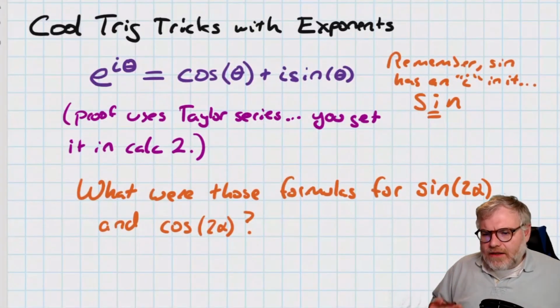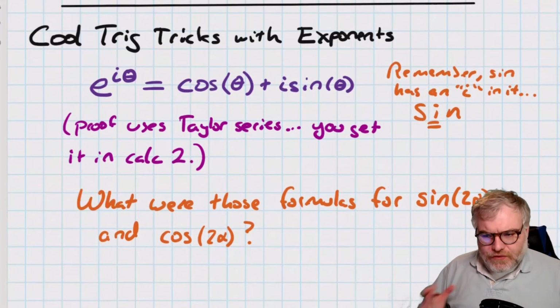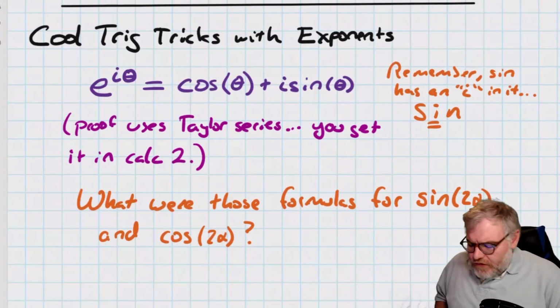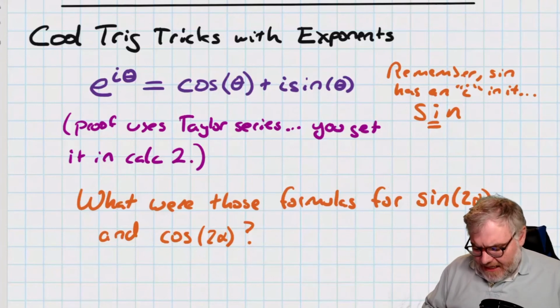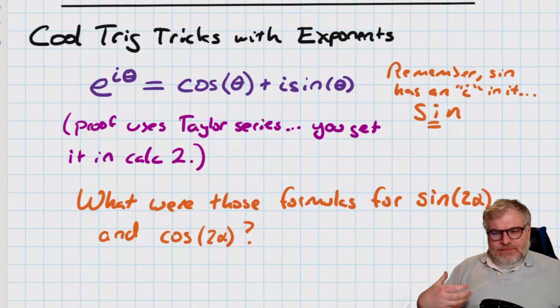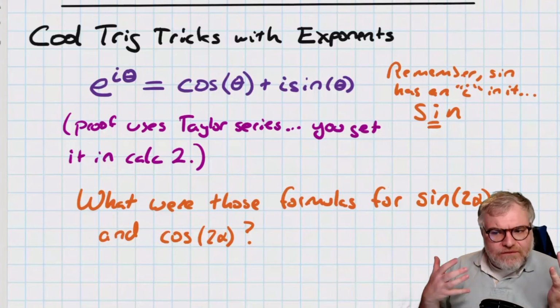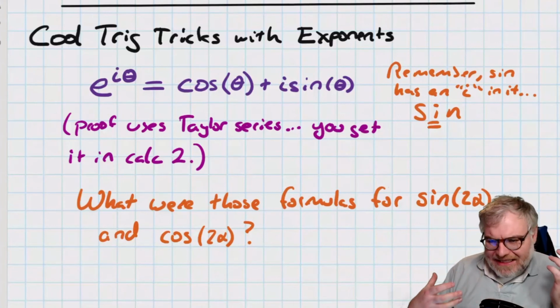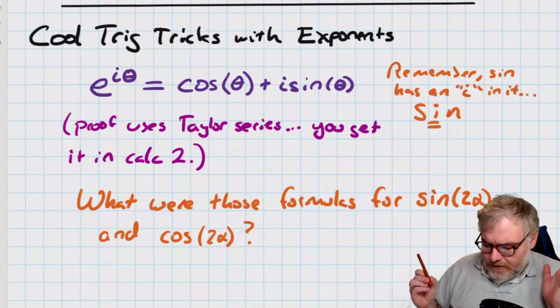Okay. Another hugely powerful thing to do with these exponent rules are the trig tricks. So in Calc 2, you can prove this, that e to the i theta equals cosine of theta plus i sine theta. And believe it or not, I can actually convert questions about trig into questions about exponents using this formula. This is one of old Euler's tricks.